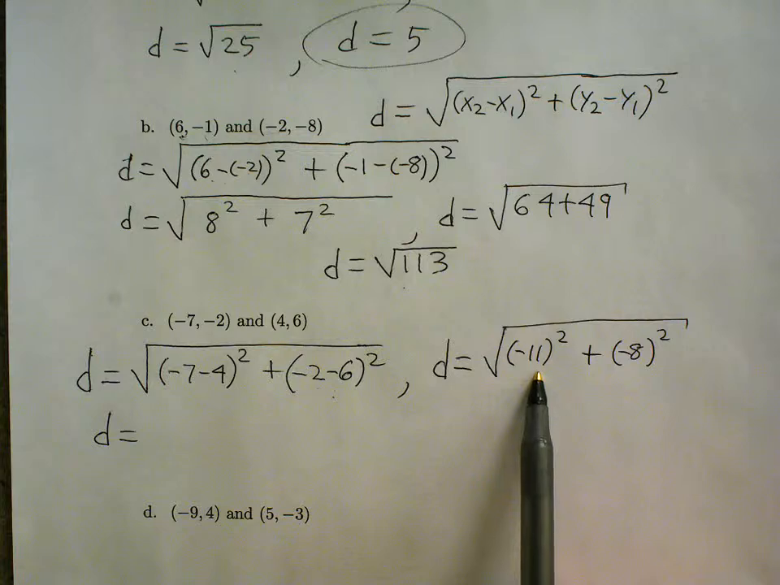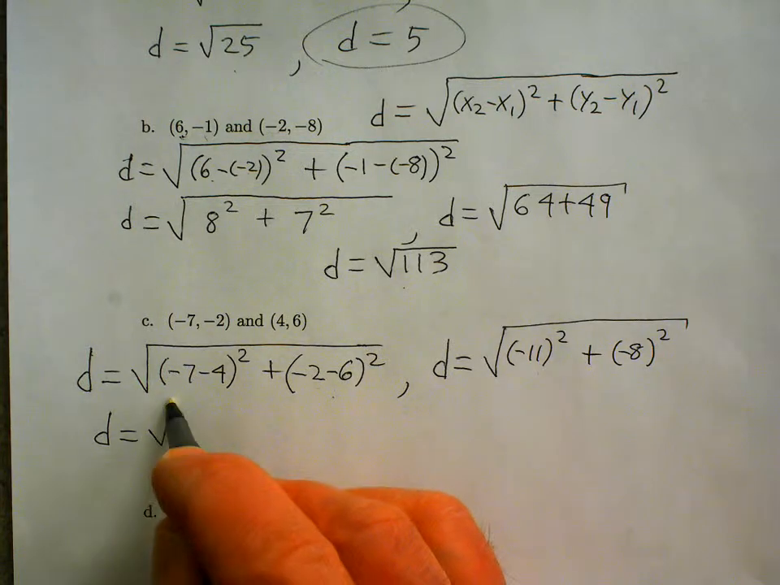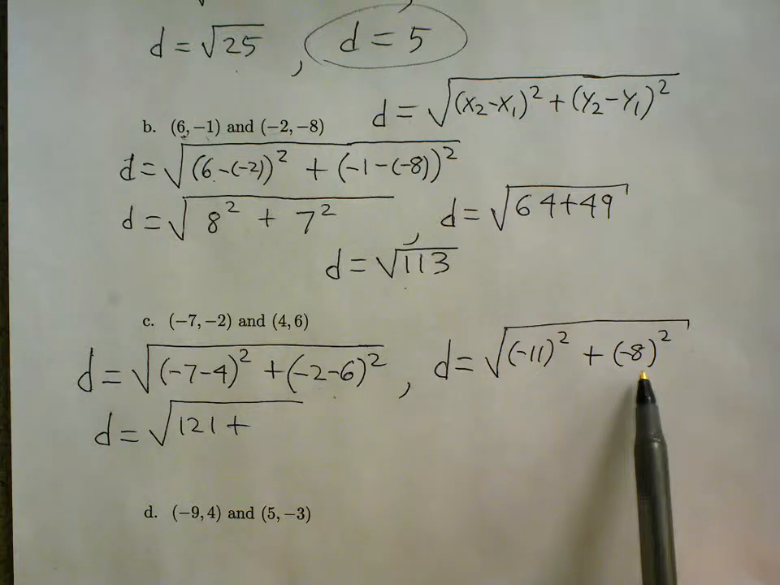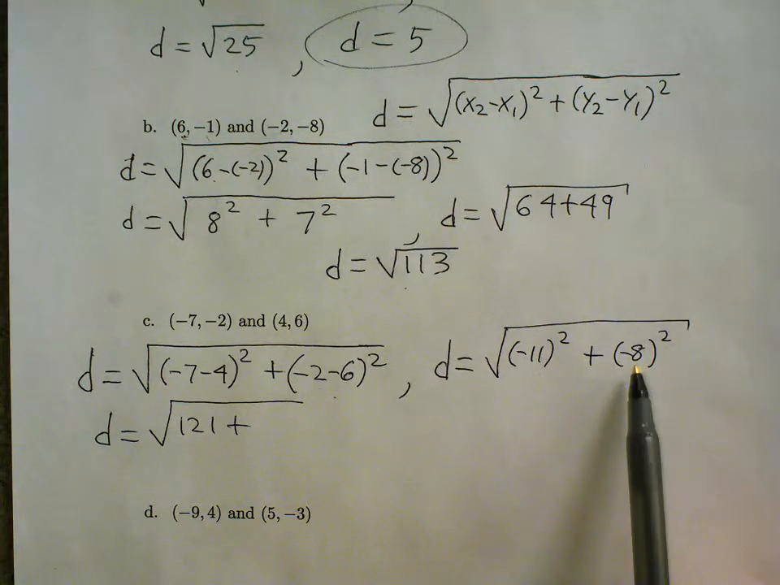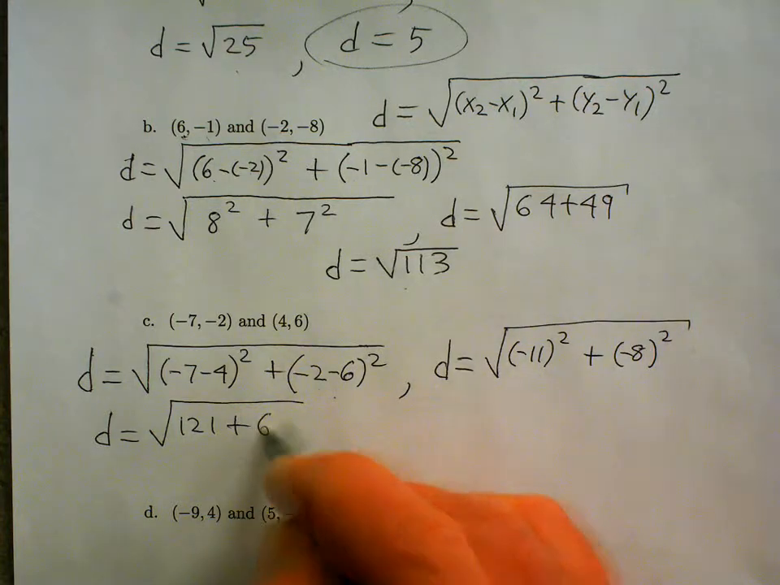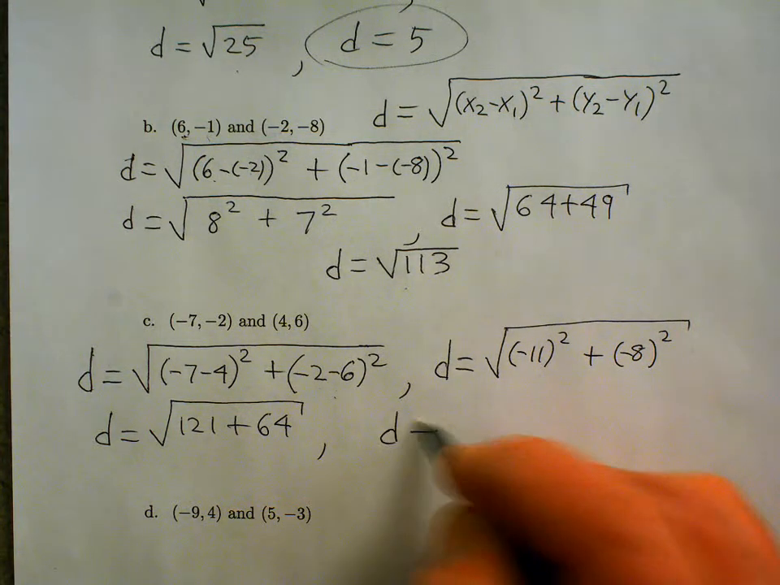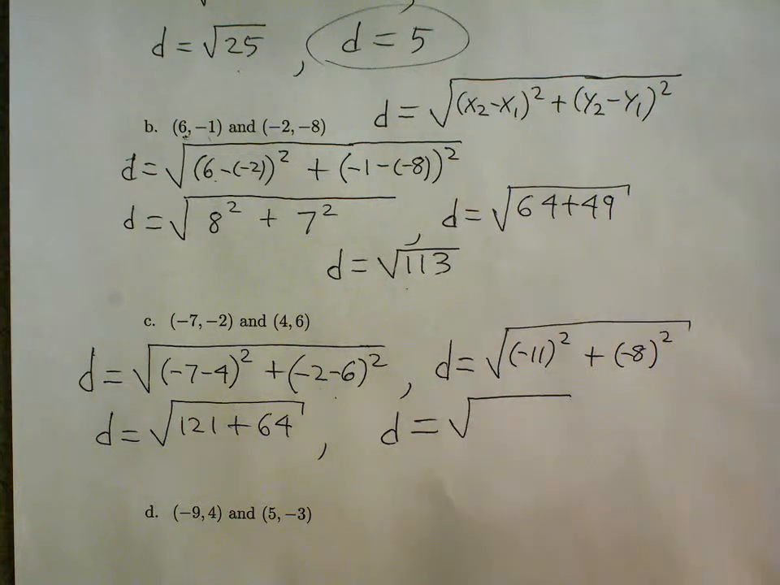-11 squared is 121. So we have the square root of 121 plus what we get when we square -8. The number -8 squared is positive 64. And then we get the distance is equal to the square root of 185.